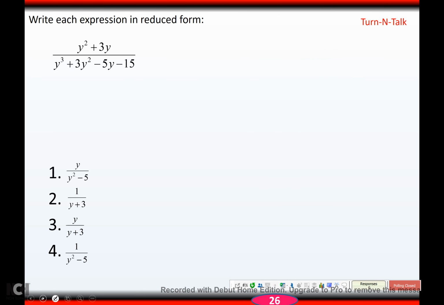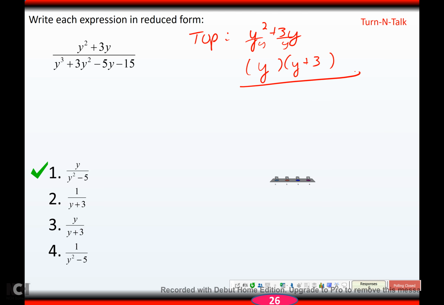Okay? Alright, you try this one. Hit pause. Come back when you're ready. And hopefully you got number 1. If you did not, let's look at why. On top, 2 terms generally means either it's squares, cubes, or GCF. There's not perfect squares, not perfect cubes. So I'm going to GCF times what's left on it, and they have a y in common. Divide by y, I get y plus 3. There's my top in factored form.